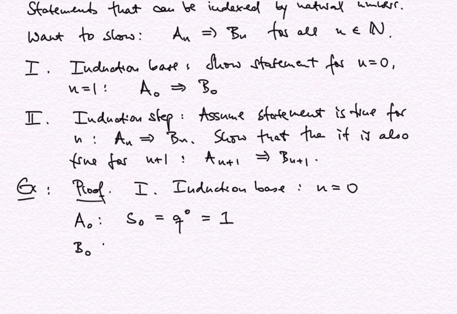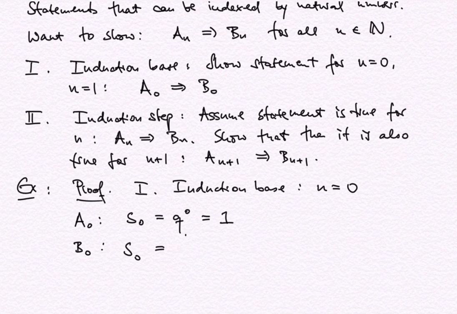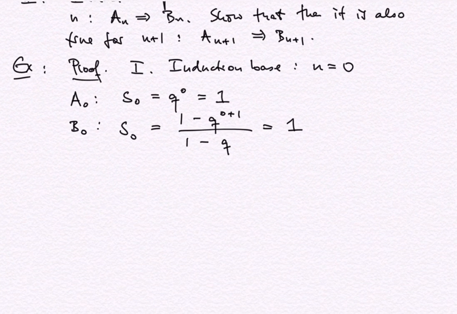The statement B0 is that S0 then is equal to 1 minus q to the n plus 1, n is 0, so 0 plus 1, divided by 1 minus q. And q to the 0 plus 1 is just q, so this is 1 minus q divided by 1 minus q, that's also 1. So we have shown that A0 indeed implies B0, because both numbers are equal to 1, both numbers S0.